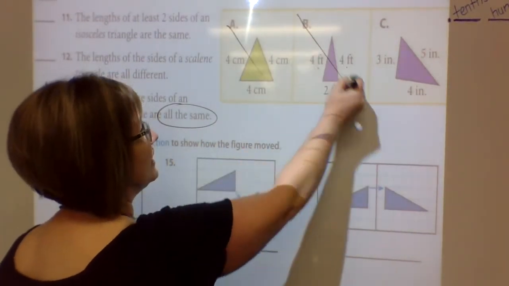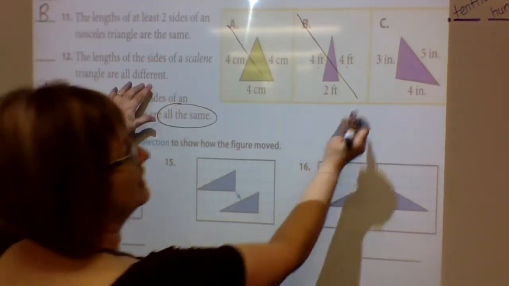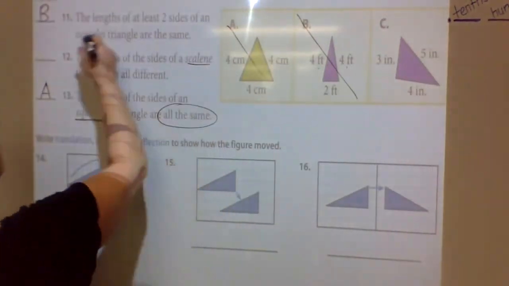These two are the same, so that one is isosceles. That leaves us with the one that are all different. All three are different is scalene.